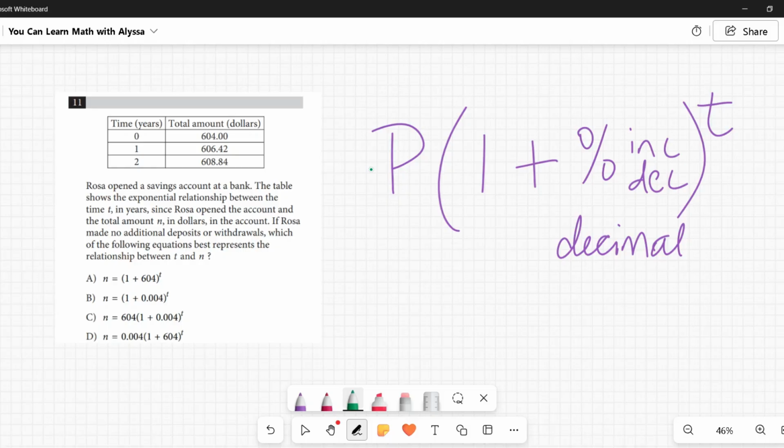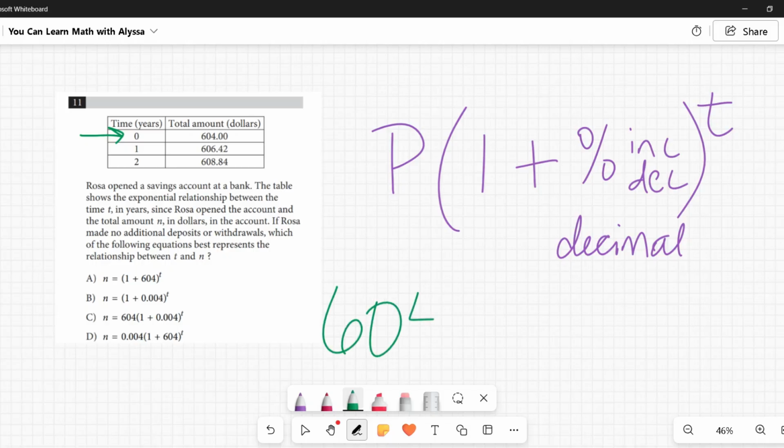First, what is our P? What is our principal? What's our starting population? Whichever of those terms apply for this problem. In this case, it is our starting principal. Here it says the time in years, 0. The amount is $604. So no time has passed, $604. So that's the amount she put into the bank at the very beginning, before any time has passed, before it's earned interest.